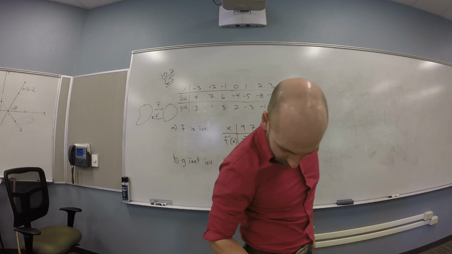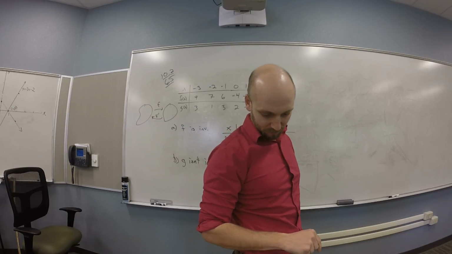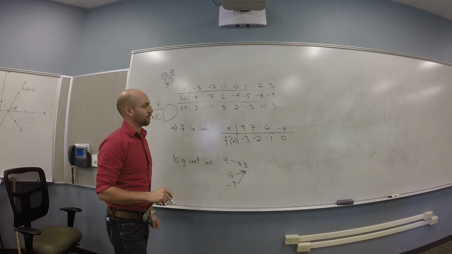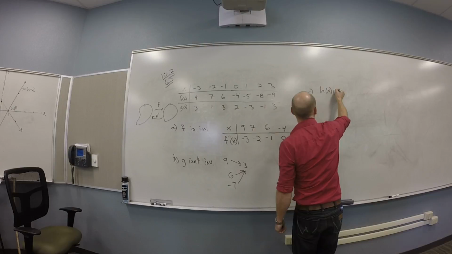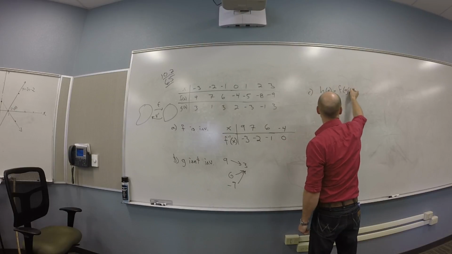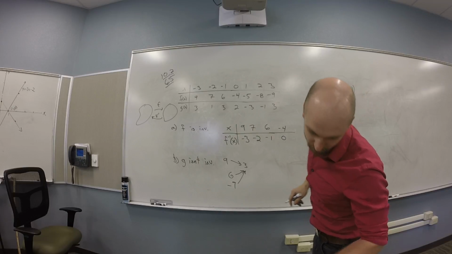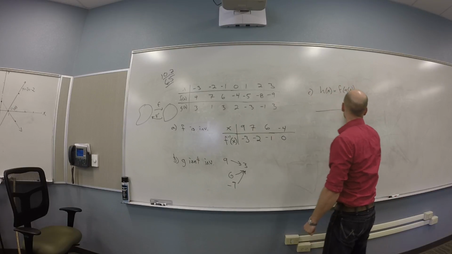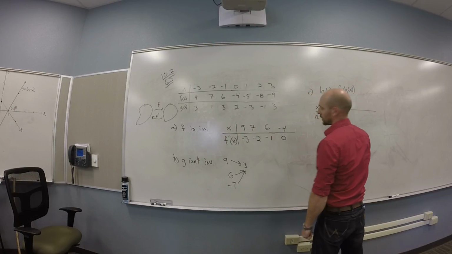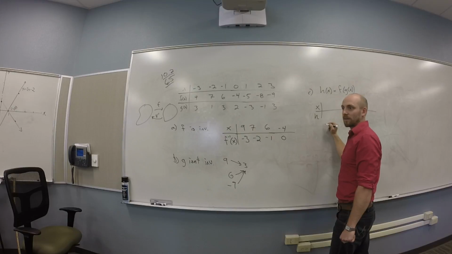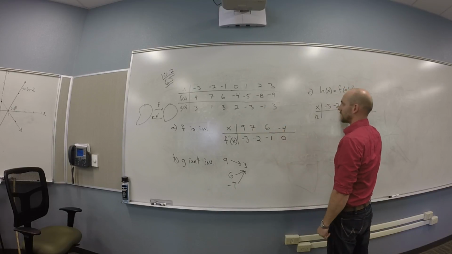What's C say? Make a table for h of x is f of g of x. So you have to follow the pattern. H of x is f of g of x, right? That's what they asked me for? Yes. Okay, so my x's and my h's. The x's are going to be the same. It's going to be negative 3. So I'm going to do this to the same x's.